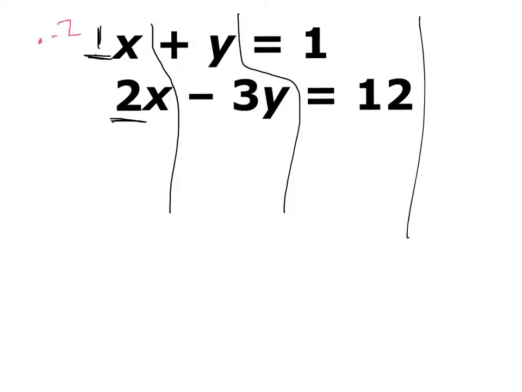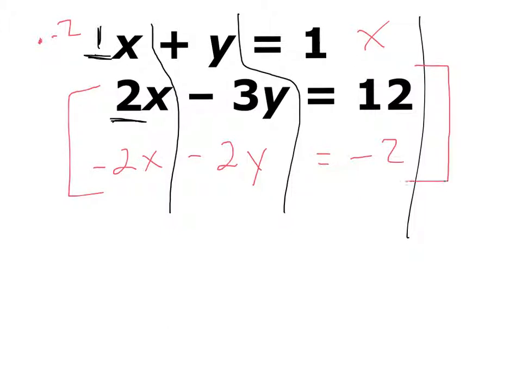We got negative 2 times x, which is negative 2x. Negative 2 times y is negative 2y. And negative 2 times 1 would give us negative 2. Okay, so we don't use this equation when we're adding. We're going to use the 2 bottom guys. Okay, so let's add those up.